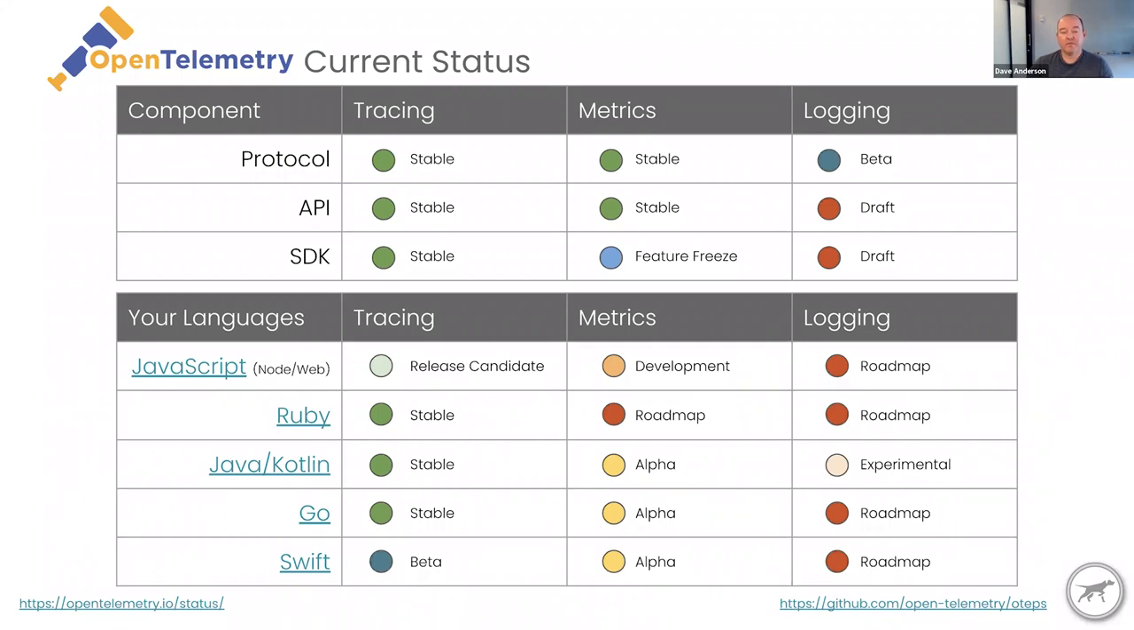OpenTelemetry's timeline for metrics and logging follows within this year and early next. They're working on stabilizing. Actually, the protocol and API for metrics is already stable. The SDK is in feature freeze, and now you're starting to see development being worked on within these languages for the API and the SDK for metrics. And then after that will come logging, so that the whole of the OpenTelemetry project encompasses these three traditional pillars of observability.